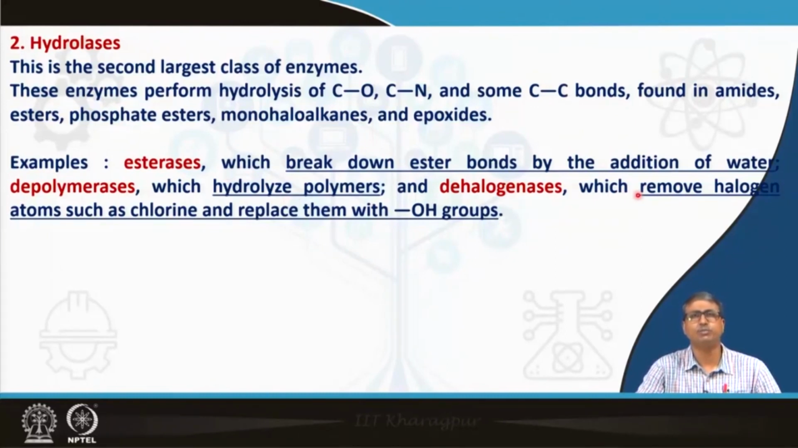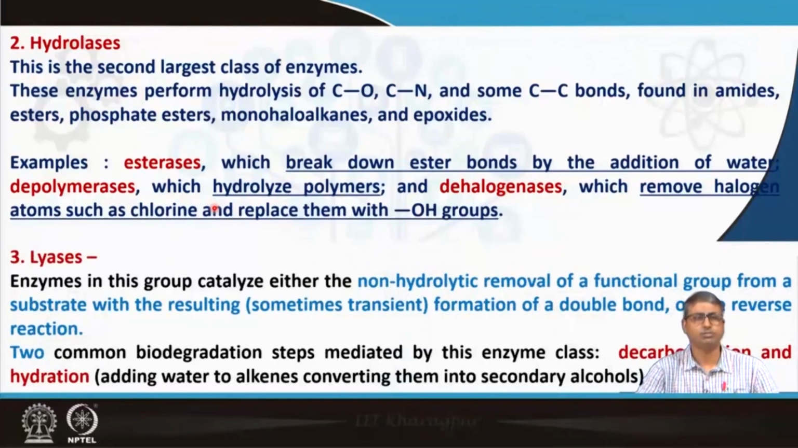Now, once you are able to remove the halogen atom and replace it with a hydroxyl group, the biodegradation through normal mechanisms like oxidation and then formation of the intermediates which are more suitable for central carbon metabolism are possible. Lyases are another class of enzymes, and this group of enzymes performs the non-hydrolytic removal of a functional group from a substrate with resulting sometimes transient formation of a double bond, or the reverse reaction. Two common biodegradation steps mediated by this enzyme class are the decarboxylation and also the hydration.